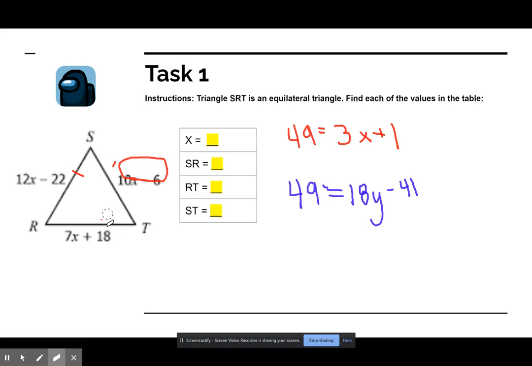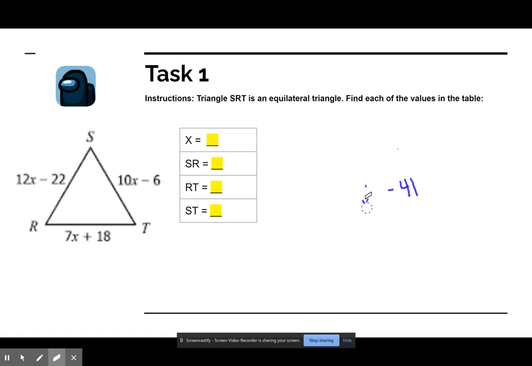Let me erase my drawings real quick. So the same process here, we can set up an equation where we set two of these side lengths equal to each other, and then use that equation to solve for the variable. So in this situation, we could do something like 10x minus 6 is equal to 7x plus 18. And we can use this equation to find the value of x.